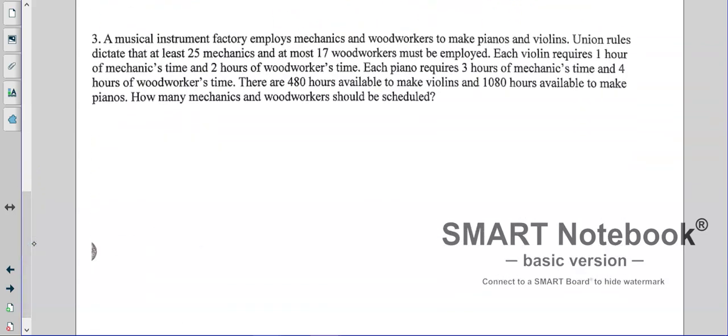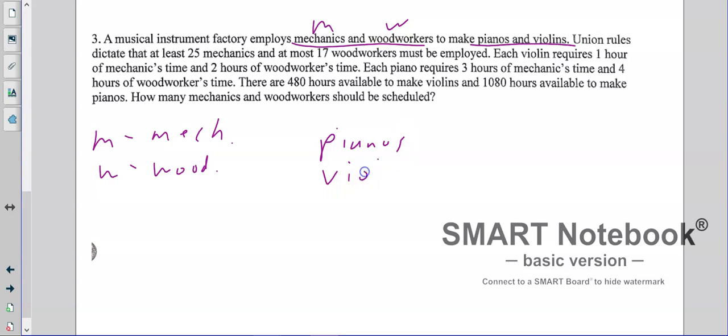All right. Musical instrument factory employs mechanics and woodworkers. So maybe M and W or X and Y, whatever you want. So M is mechanics, abbreviated, and W is for woodworkers, abbreviated. They're going to make pianos and violins. So those are my 2 categories here, pianos and violins. Union rules dictate that 25 mechanics, at least, very important word here, and at most 17 woodworkers. Those mean 2 different things. Okay?